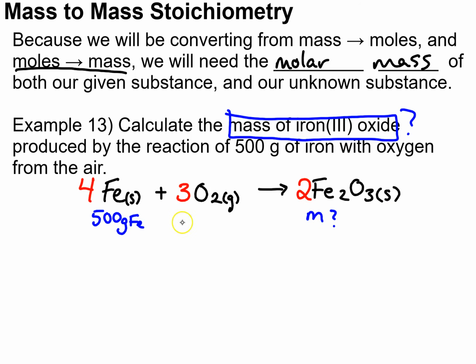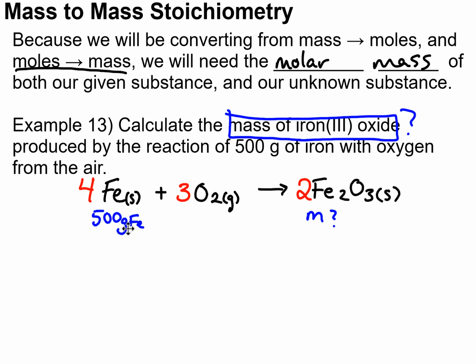What we're doing down here below the reaction is putting the information that we know or information that might be useful for us during this problem. Think of it as puzzle pieces, and we're going to put the puzzle pieces together when we do our stoichiometry problem. So we have the mass of our iron. We want the mass of our iron 3 oxide. The only way I can go from the amount of one substance to the amount of another substance is by talking about moles.